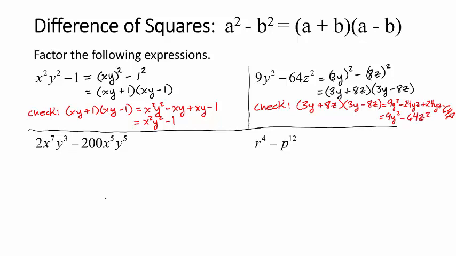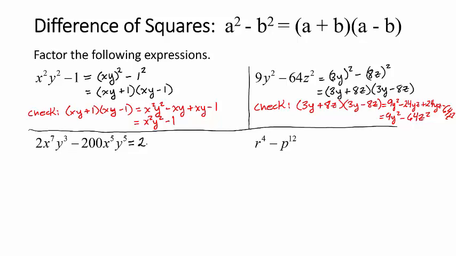Nice. Okay, now, this next one doesn't look like the difference of squares at all to me right now, but let's look at it. So it's 2x to the 7th y cubed minus 200x to the 5th y to the 5th. Okay, so I notice right off the bat, with all that going on, I'm asking myself, is there a GCF, or greatest common factor, that we can factor out of that before we even think about whether this might be the difference of squares? So I'm looking at 2 and 200, and I said, well, I can pull a 2 out, right? So we'll do that.